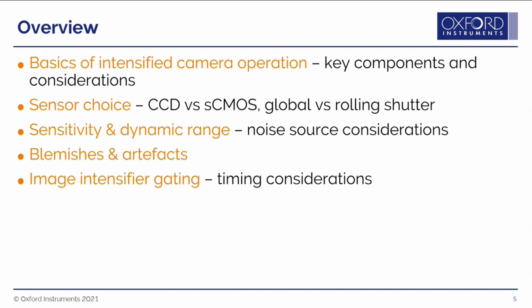Then I'll talk a little bit about getting the most out of the sensitivity and dynamic range of the camera, and the noise source considerations that we need to take into account with these cameras. And then I'll talk about some of the common blemishes and artifacts that you see in these cameras and how we can mitigate those. And then I'll have a brief talk about timing diagrams and the timing considerations you need to take into account for situations where you have the camera acting as the master or the camera acting as the slave. And that should hopefully give us enough to talk about.